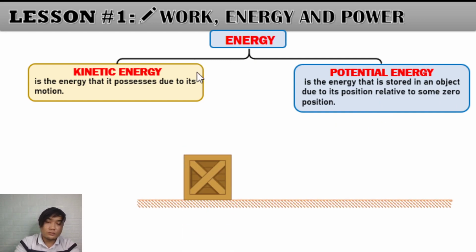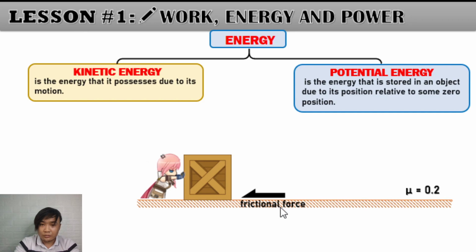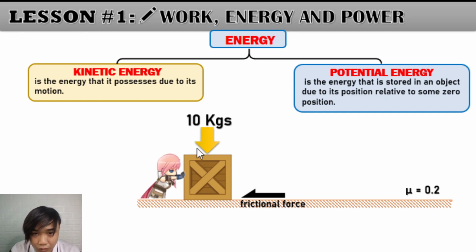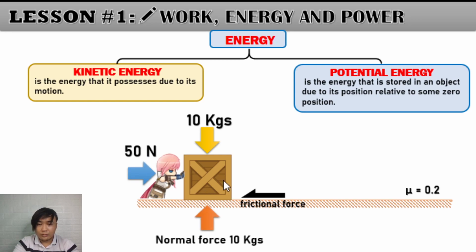Okay, here we have a crate again, being pushed. So we have a frictional force here. The frictional coefficient of this surface is 0.2. The crate weighs 10 kilograms, and the person applies a force of 50 Newtons. For the crate to stay in place, there is a counteracting normal force from the plane, which is equal to the weight of the 10 kilograms.